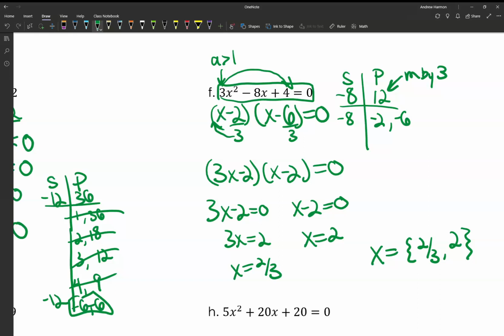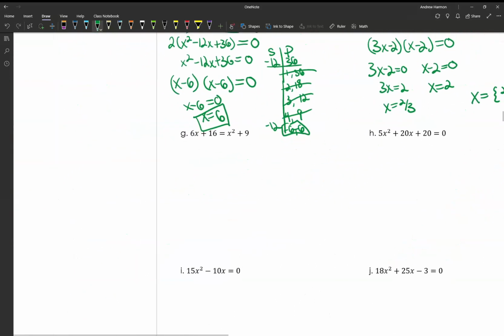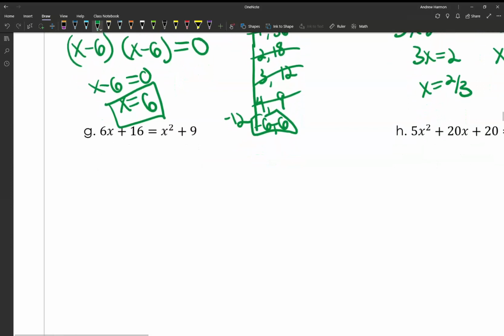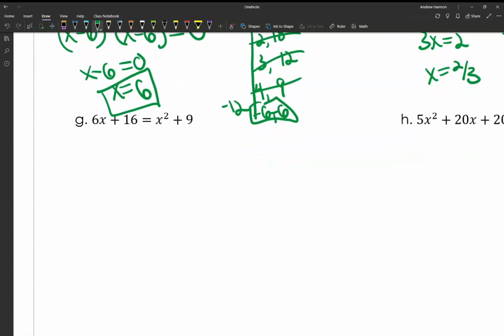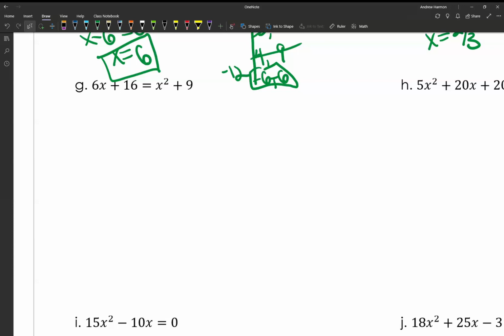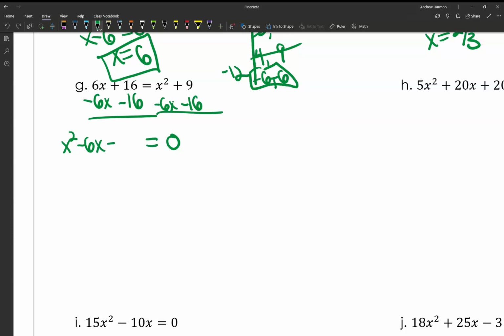Okay, a couple more examples to look at here. Almost done. Alright, so example G here, again not set equal to 0, so we've got to get this equation equal to 0. What I would do is get the 6x and the 16 to this side of the equation, so minus 6x minus 16, and we simplify this. I'm going to make this side 0, but same idea. And then we'll get x squared minus 6x minus 7, because 9 minus 16 is negative 7.